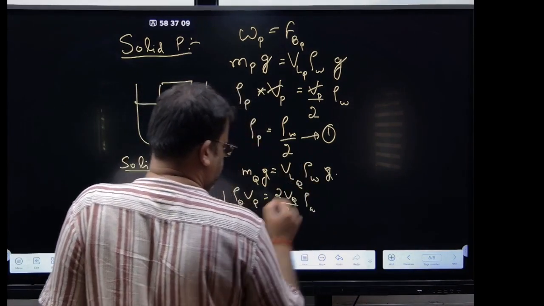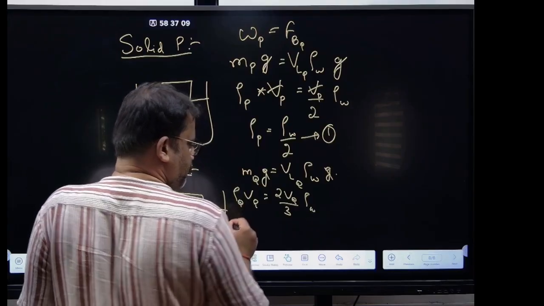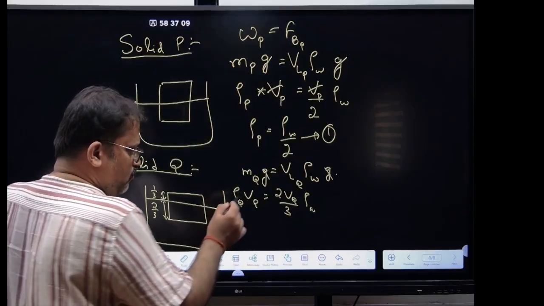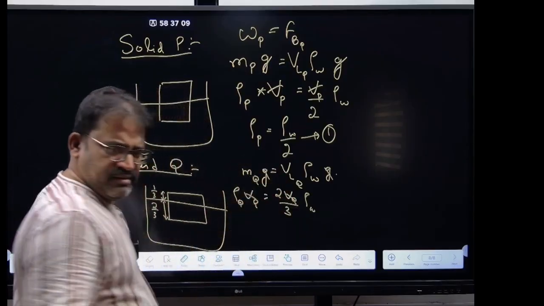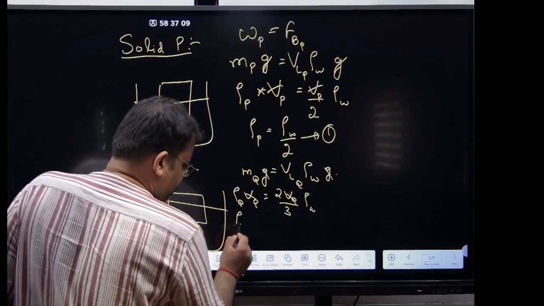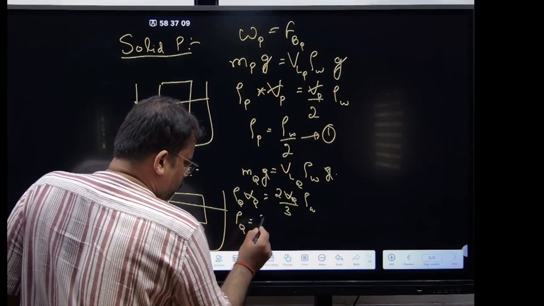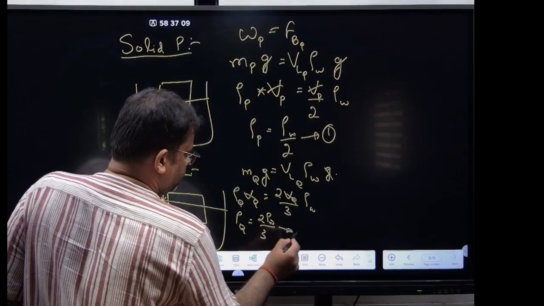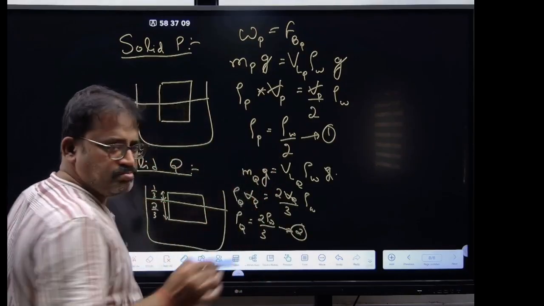So can we cancel anything off? Volume of Q can be cancelled off. Then what is rho Q? Rho Q is equal to 2 rho W divided by 3. Call this equation number 2.